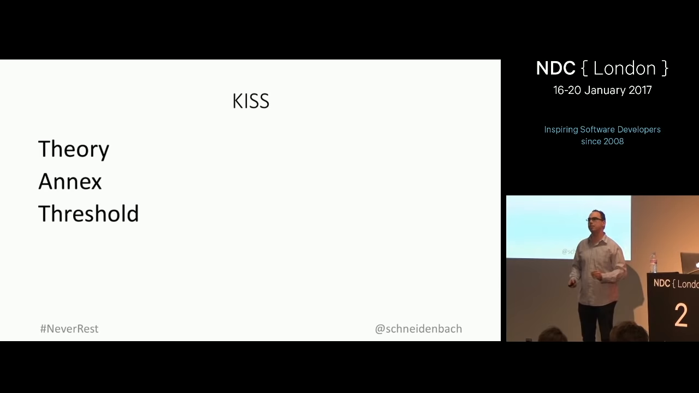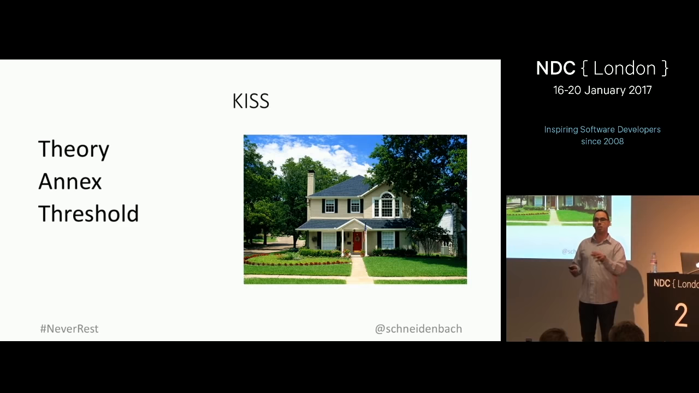How about this? I put three words up on the screen: theory, annex, and threshold. I've told you nothing about them. You know they're English words, right? They're not American words, they're English words. But I didn't tell you anything about them. I just put them on the screen and I just expect you to know or not what they are. What if I told you that, and this is true, these are the names of my former neighbor's kids? Okay, how would you know that unless I told you?